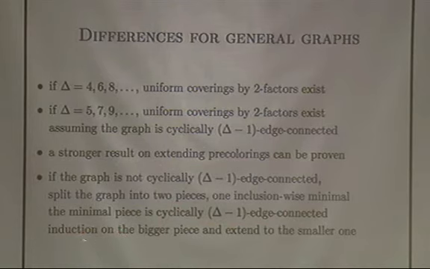And what I do is I apply induction on the bigger piece. So I decrease the size of my graph since I split it into two. I apply the induction on the bigger piece, and since the smaller piece is cyclically delta minus 1 edge connected, I just use the extending result and extend the coloring from the bigger piece to the smaller piece.